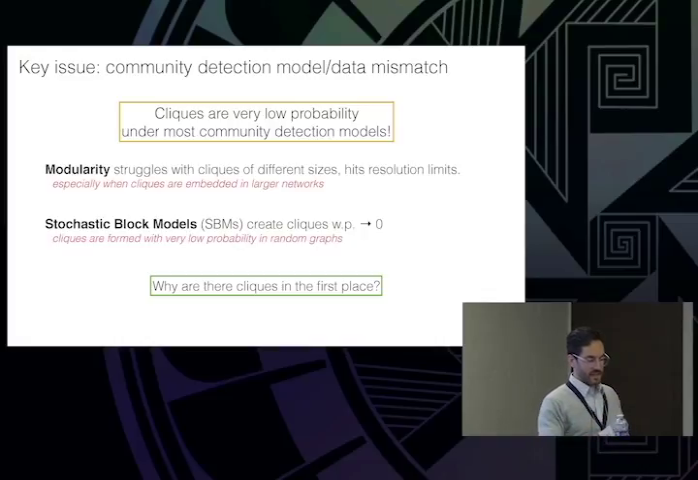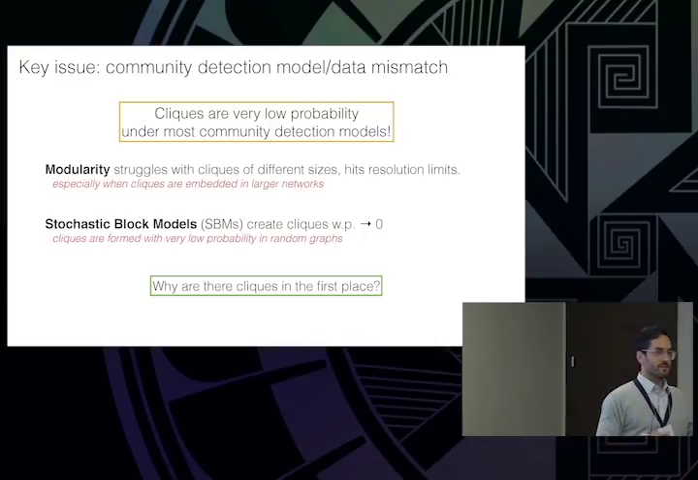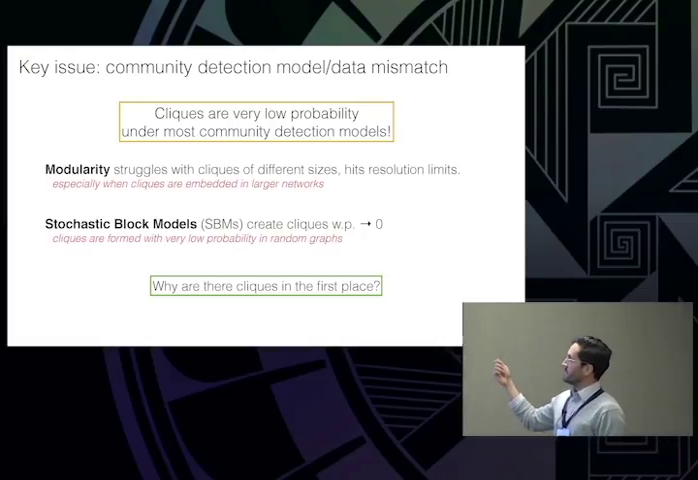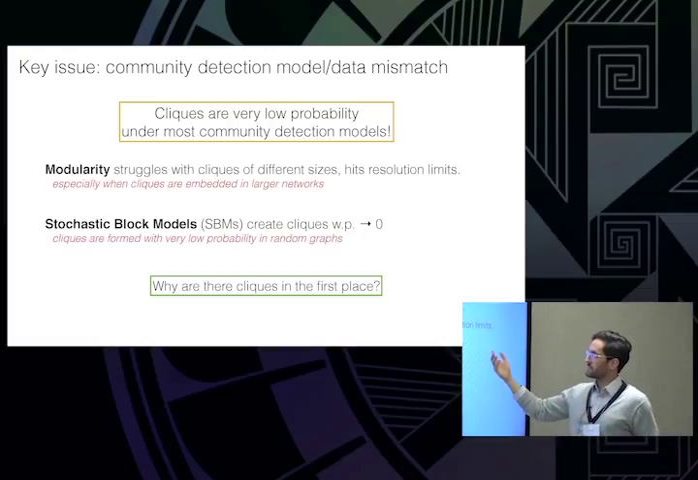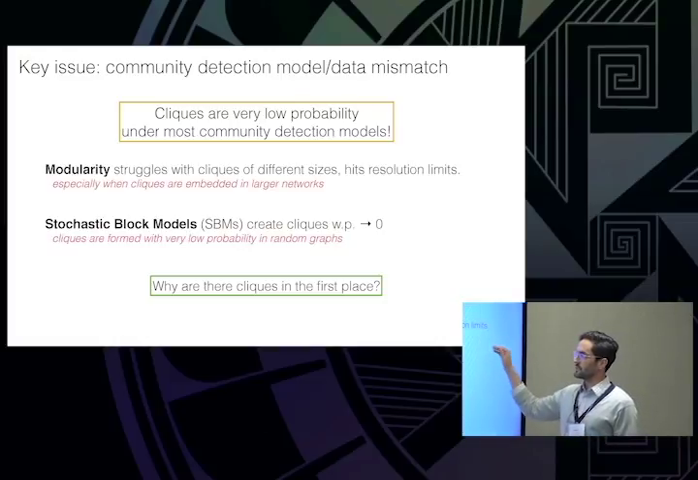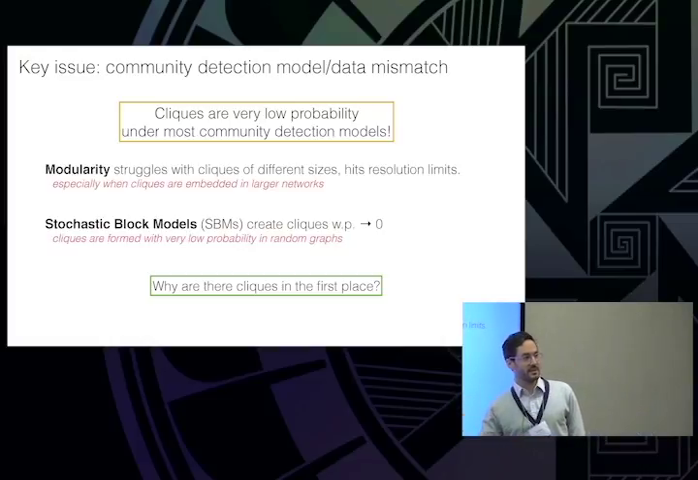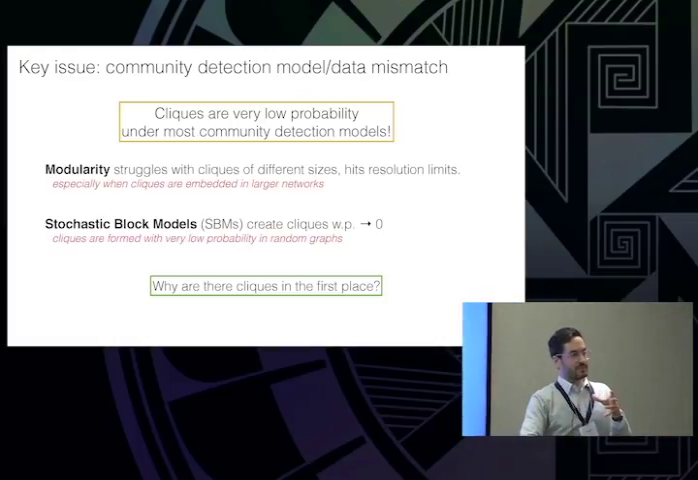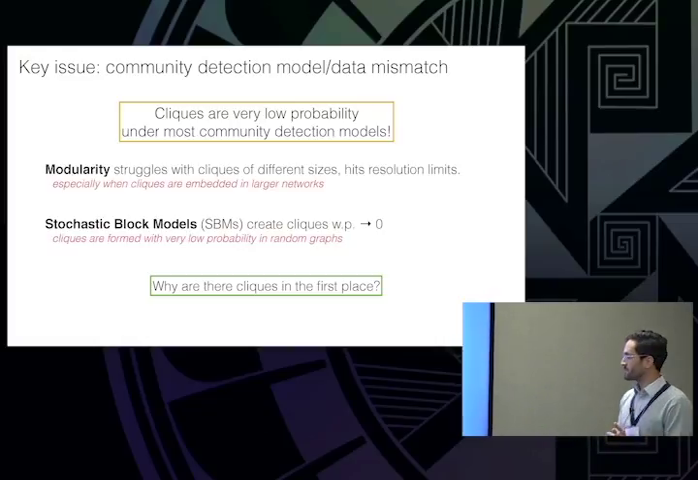And the key issue is, again, model-data mismatch. Right? I was complaining about trees and saying trees are not good for these genes because the data are fundamentally different. Cliques are very low probability under most community detection models. For example, modularity struggles with cliques of different sizes and hits what's called the resolution limit, particularly when cliques are embedded within a larger network, which is exactly what we have here. Stochastic block models also have bad performance. They create cliques in the generative process with probability approaching 0 as you make the clique bigger. And the reason for that is simple. In a random network, the probability of creating a clique drops as the size of that clique increases.